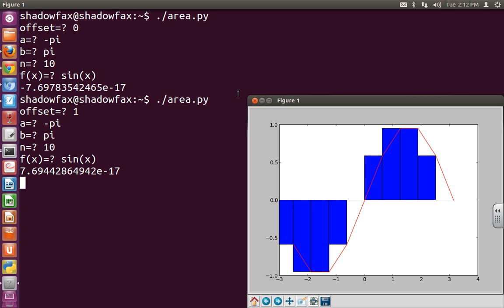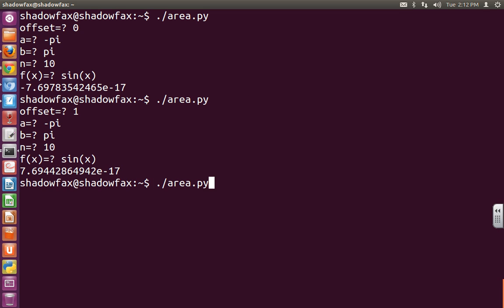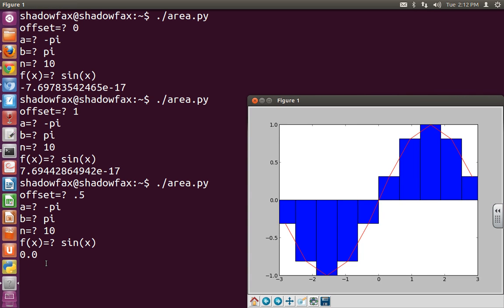All right, let's run it again. Let's do it for the midsum. Okay. Offset is 0.5. Start at negative pi, go to positive pi, go by as many as you want. I'm going to match it 10, make it sine again, and the answer is exactly 0. So midsum is the best of all three. Midsum gives you pretty close to exact results.